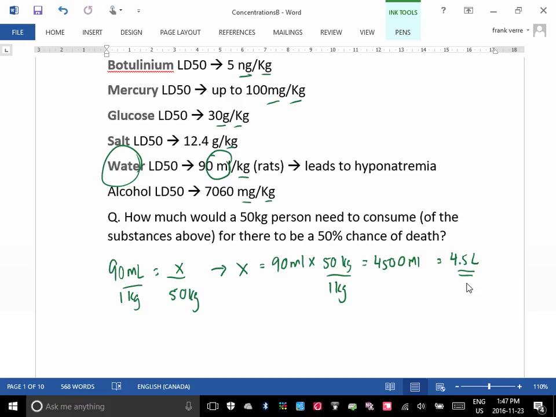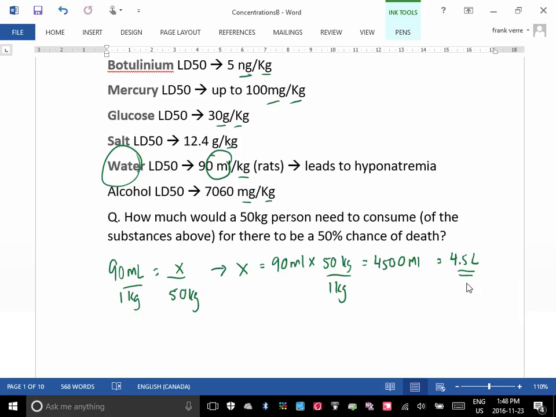Is there something like an LD100? Yeah, you can just keep testing until everyone dies. At this concentration, everyone dies. That doesn't necessarily mean it has to be double. Who knows what it would be? Unless you test it out, you won't know. If you consume enough water so that the concentration of water relative to your weight is 90 mL per 1 kilogram.